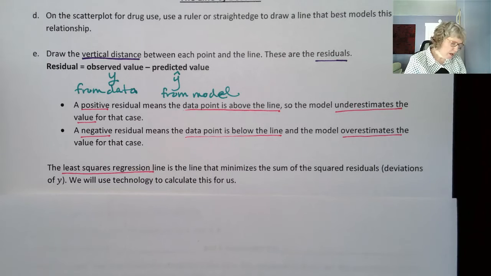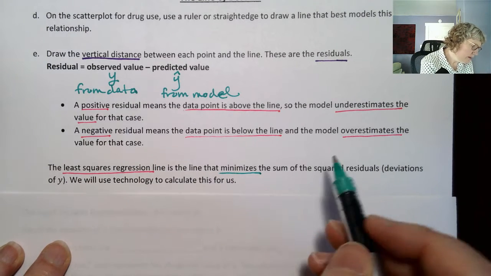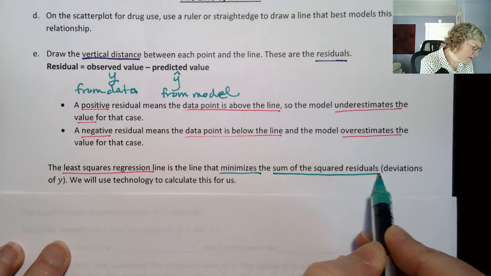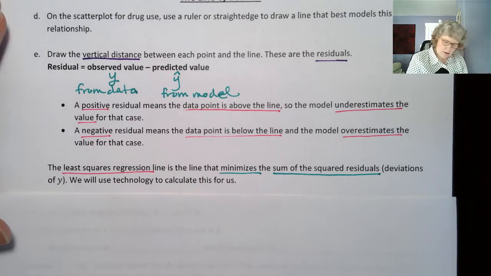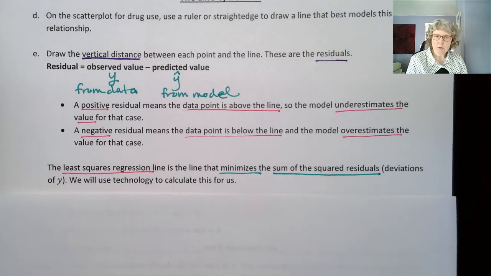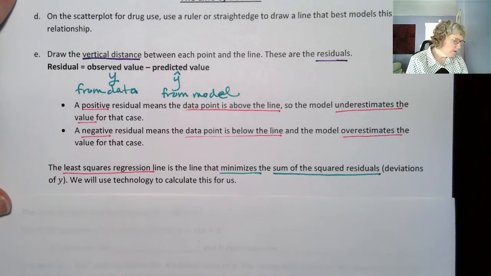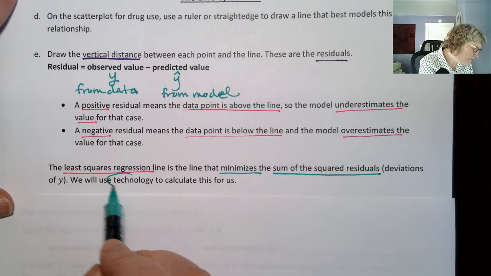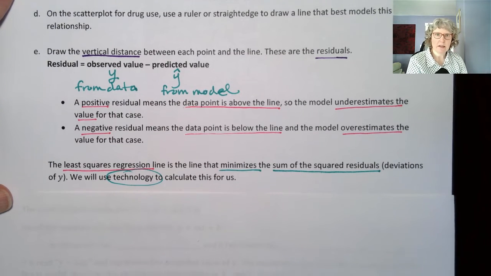Okay, so it minimizes, so that's the least part, the sum of the squared residuals. So that's the squares part, okay? So there are formulas to do this, but we're not going to do it using the formulas. We're going to let technology calculate this for us, okay? So I'm using Staplet, and I think it's a really great app to use.